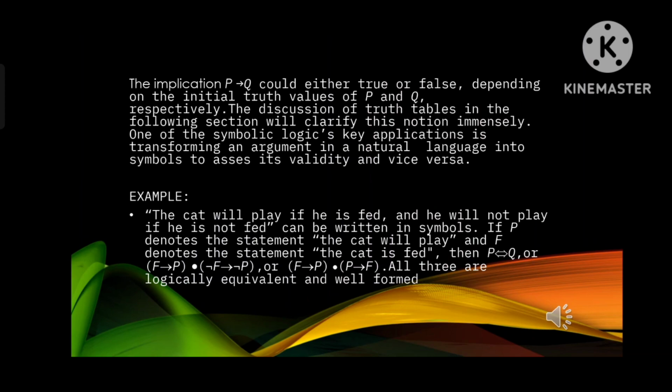One of the key applications of symbolic logic is transforming an argument in natural language into symbols to assess its validity and vice versa. For example, the cat will play if he is fed, and he will not play if he is not fed, can be written in symbols if P denotes the statement the cat will play and F denotes the statement the cat is fed. Then F implies P and not F implies not P, or F implies P and P implies F. All three are logically equivalent and well-formed.